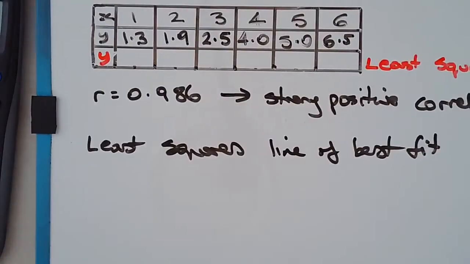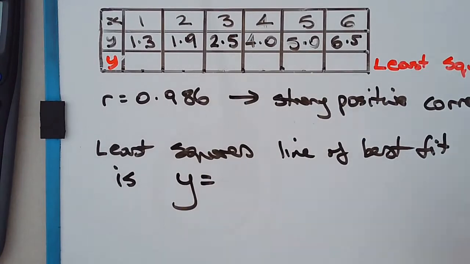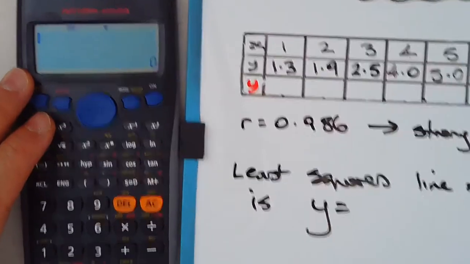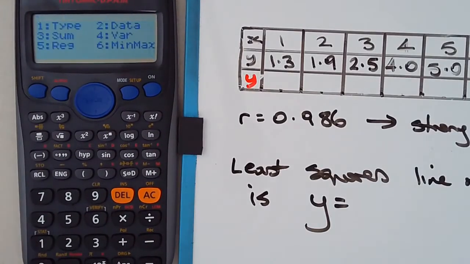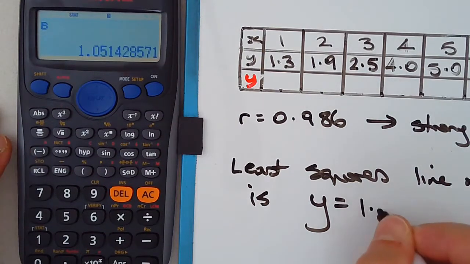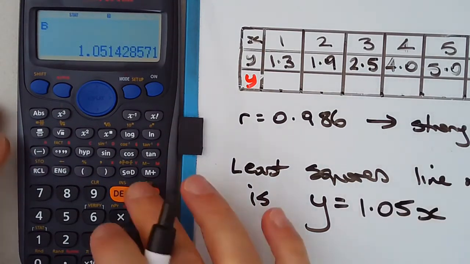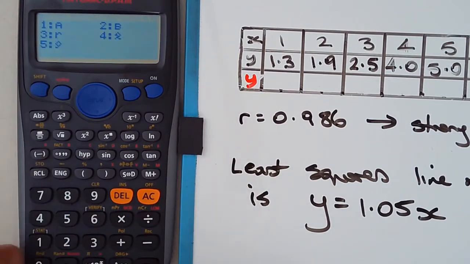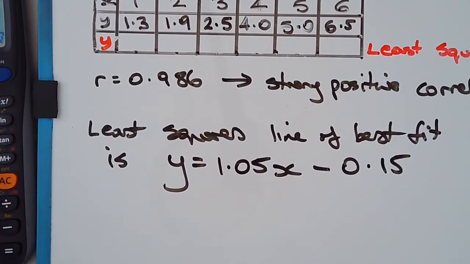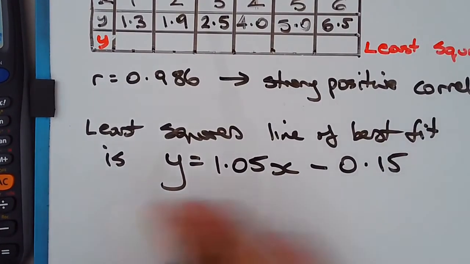Okay, so y is equal to, okay, so I'll probably find the gradient first, just so I can write it into y equals mx plus c form. So we'll find the b first. So that's going to be the gradient. Okay, so that's going to be 1.05x. Okay, and let's go back to Reg again. Number 1, a, minus 0.15. Okay, so that is our least squares regression line, or the equation of our least squares regression line, or our line of best fit.